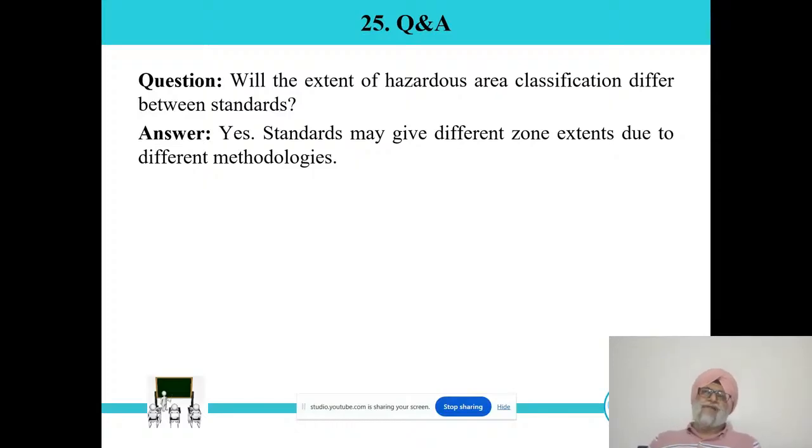There are other differences also, like in the flash point. Indian standard says something different, NFPA different, and IEC has different definitions. Even in the case of dust particles, the particle size for explosion in the Indian standard is different, NFPA different, like that. Of course, because of this, there may be a different hazardous zone because of methodology.